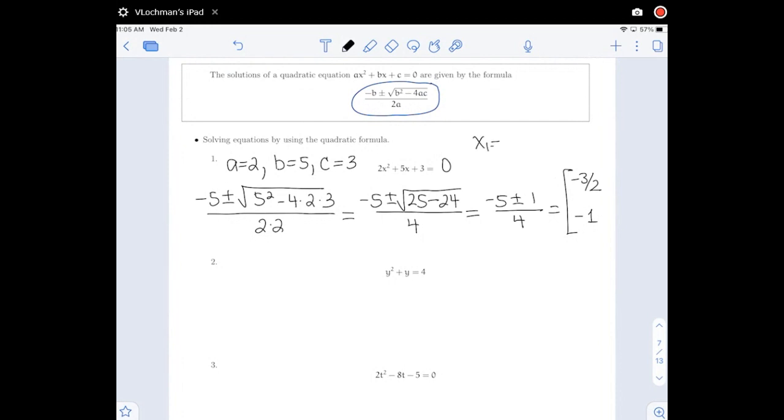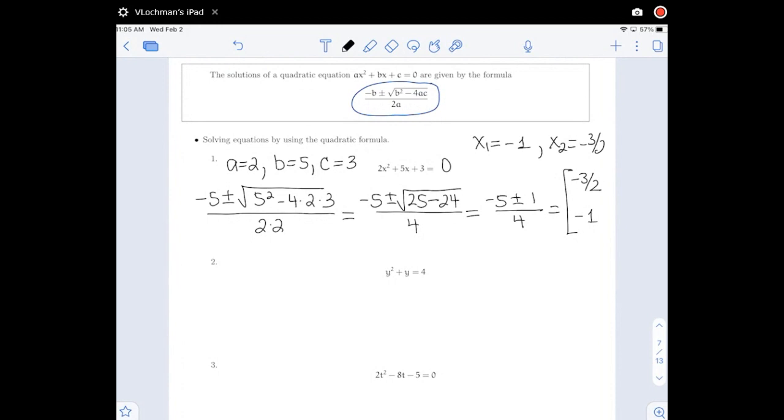And it's typical to label them with indices, right? So let's say x1 is negative 1 and x2 is negative 3 over 2. Doesn't matter how you label them. Either way is fine. Or you can just list them by separating with a comma. All right, so let me stop right here for a moment. Take a look at this solution. Let me know if everything is clear. Okay, I see some thumbs up, easy enough.